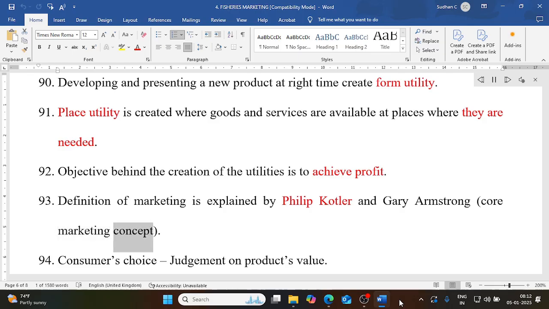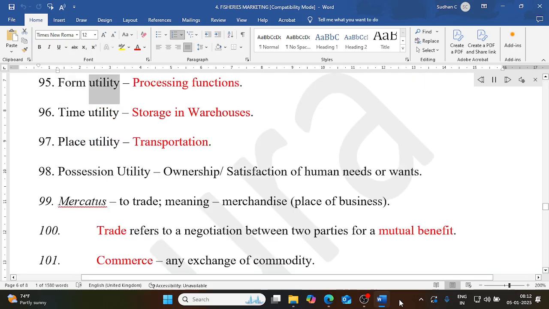Core marketing concept: consumer's choice, judgment on product's value. Form utility, processing functions. Time utility, storage in warehouses. Place utility, transportation. Possession utility, ownership or satisfaction of human needs or wants.